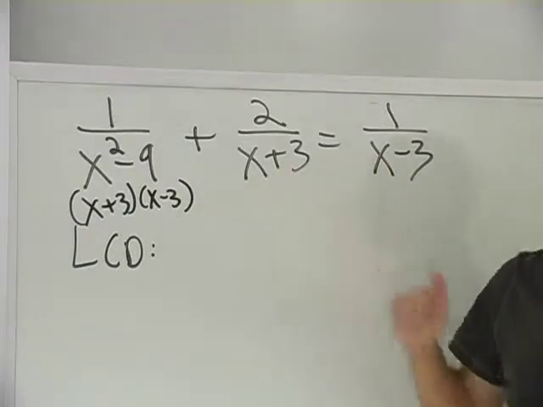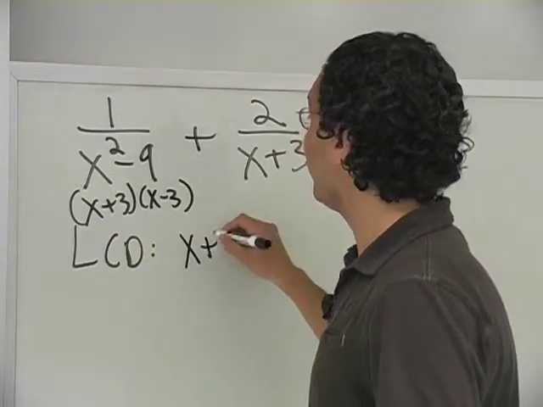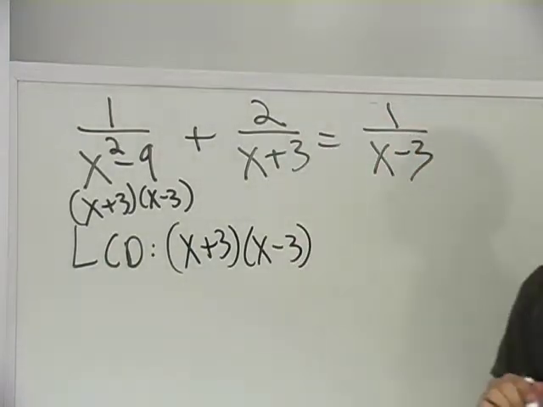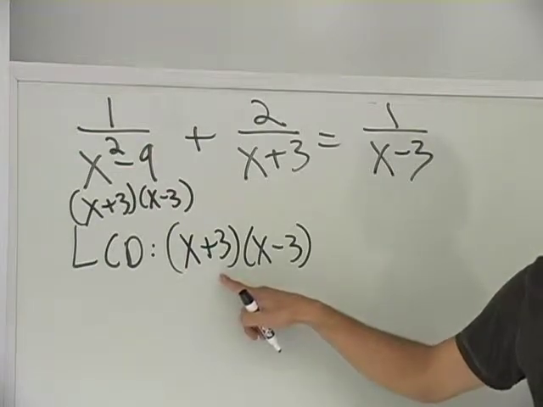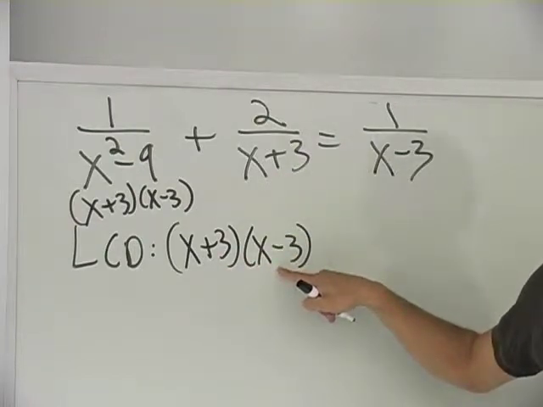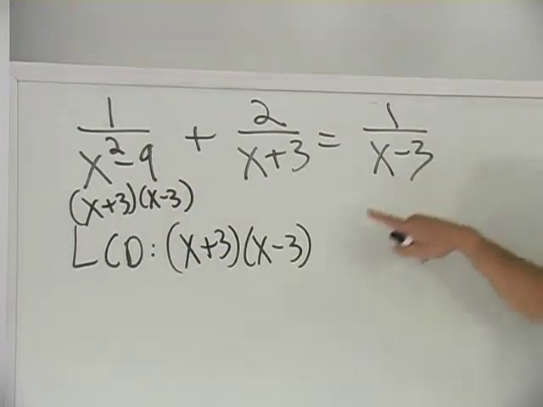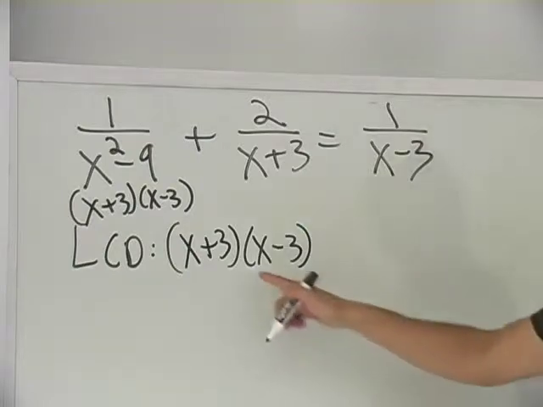Interesting. Let's see if that helps us out. My least common denominator, I need at least a factor of x plus 3 times x minus 3. Do I need to add anything more here? No, I already have a factor of x plus 3. In fact, how many times does this go into this? X minus 3 times. That'll work. I need a factor of x minus 3. I already have it, so I don't need another one. In fact, this divides into this. How many times? X plus 3 times. So this is our least common denominator.